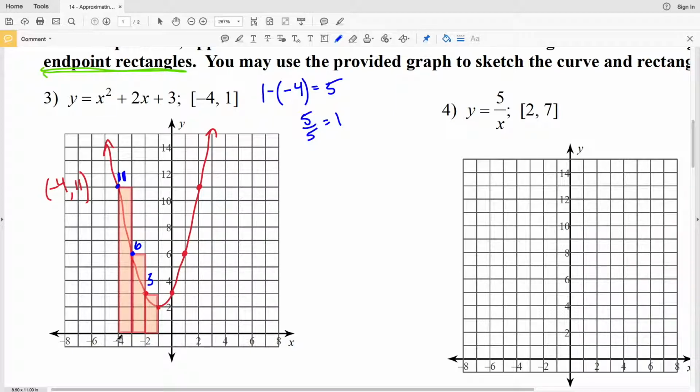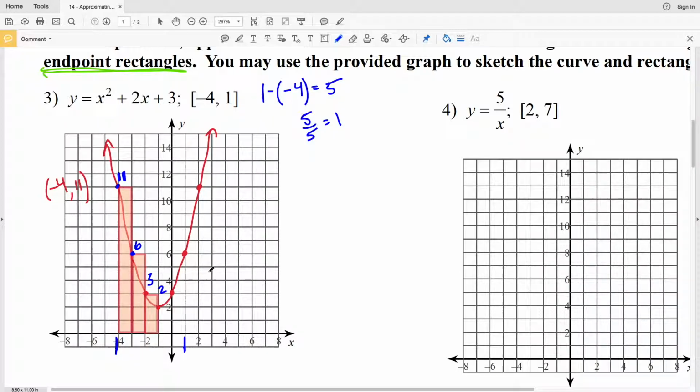And keeping in mind my interval, I'm going from -4 to +1, and I have 5 rectangles. 1, 2, 3, 4, 5. So I have 2 more to draw, each with a width of 1 unit, because the width of my rectangles must be equivalent. So my next rectangle is going to start with its top left vertex at -2, +2.